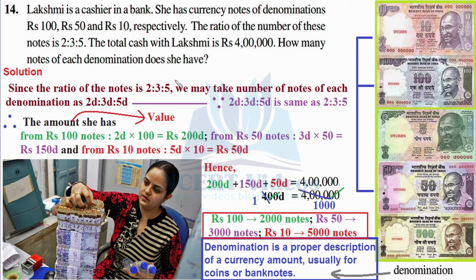Correct? Well, no. Here we are considering the total number of notes, but we are given the value, that is the total amount. So we have to convert these total numbers of notes into their corresponding values. So we have to multiply each of them with its corresponding value, because respectively means the same. 100 represents 2D, 50 represents 3D, and 10 represents 5D. Therefore, the actual value she has from 100 notes would be: 2D is the total number of notes she has of value 100. When we multiply it with 100, we get the total value of 100 rupee notes she has.